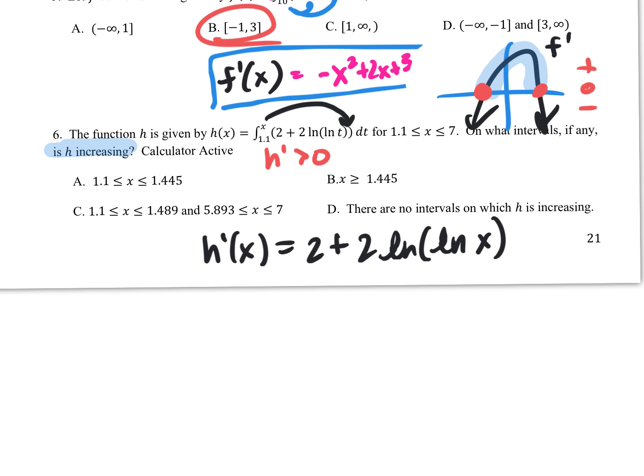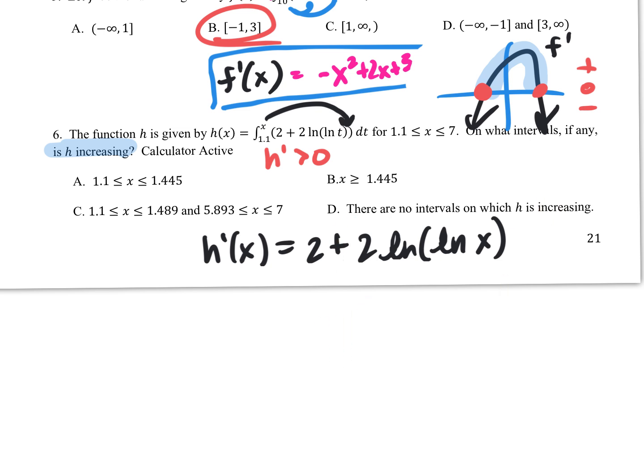Note the window that they gave us. They wanted us to change our x-axis from 1.1 to 7. So I'm going to change my window from 1.1 to 7. Hey, it worked. And then we got 2 plus 2 ln of x. Let's see if it matches an answer, though.